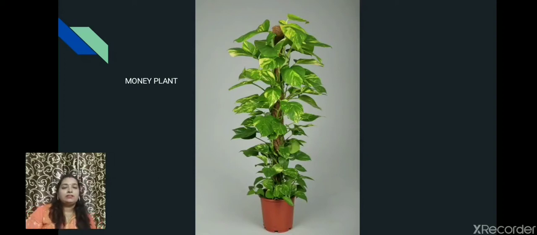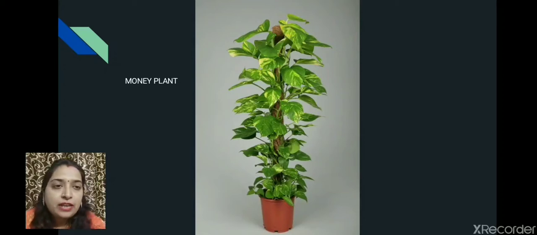So what are the different examples of climbers? Grapevine, money plant and pea. And what are climbers? Climbers are the plants which have weak stem and they climb up with the support of something. Okay, and why do they climb? They climb because they cannot carry their own weight. And different examples, I have given you examples of money plant, pea and grapevine.